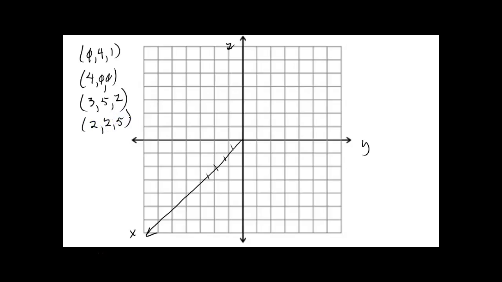Okay, we want the volume of the tetrahedron made by those. So the first one is 0 on X, 4 on Y, and 1 on Z. There's 1 point. 4, 0, 0, 4 on X, 0 on Y, and 0 on Z. That's that point. 3 on X, 5 on Y. So you got to count over 5. 1, 2, 3, 4, 5. So there's your 5, and then we go up 2. 1, 2. So there's your next point. These are not going to be very pretty, at all. And then your last one is 2, 2, 5. 2 on X, 2 on Y, and 5 on Z. 1, 2, 3, 4, 5.